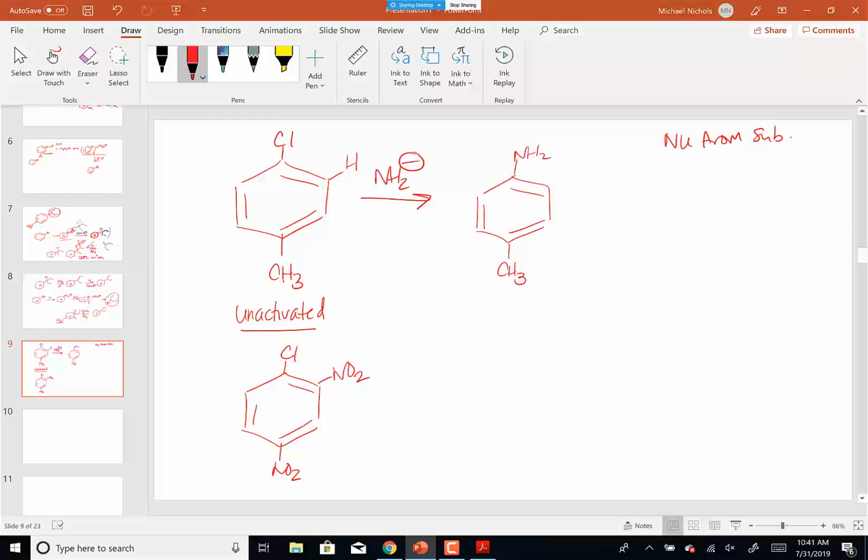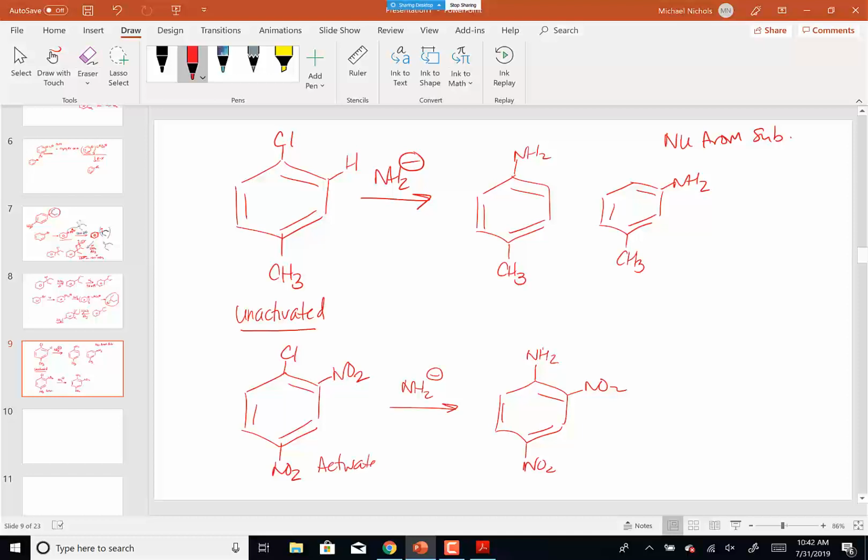The only reason I put that methyl group there in the unactivated ring was because when we really do this reaction, we end up with the NH2 group both meta and para to the CH3 group. If the ring is activated and I add something like NH2 minus to it, I would clearly just replace the chlorine at its position with an NH2 group. It just substitutes at its position. But when it's unactivated, you get both the meta and the para products.